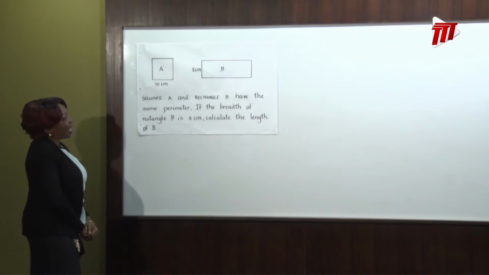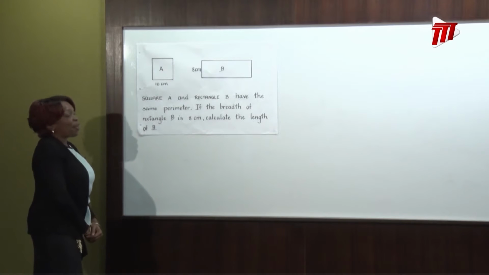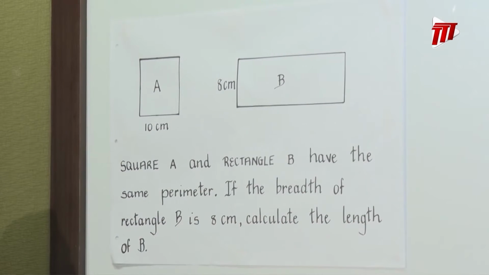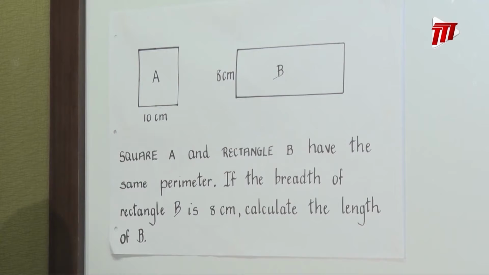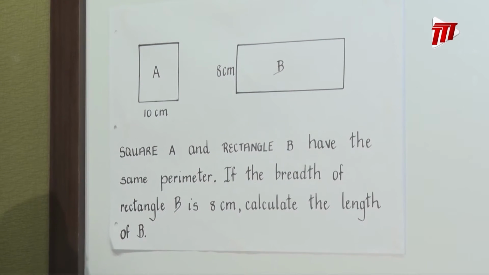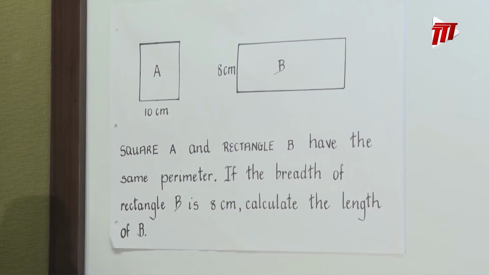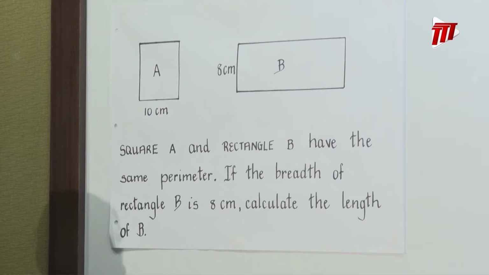All right, so let's do the first question now. Read with me now. Square A and rectangle B have the same perimeter. If the breadth of rectangle B is 8 centimeters, calculate the length of B. Shall we read it again? Square A and rectangle B have the same perimeter. If the breadth of rectangle B is 8 centimeters, calculate the length of B.